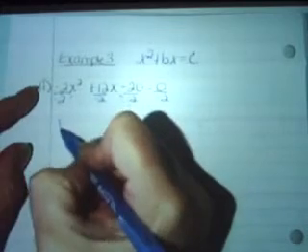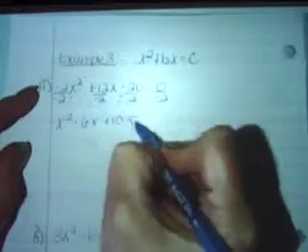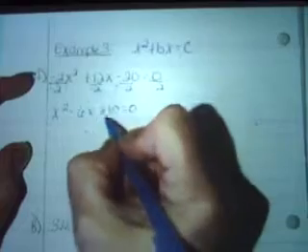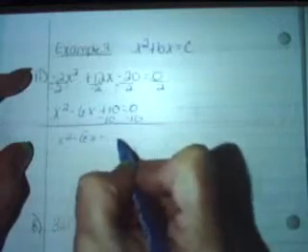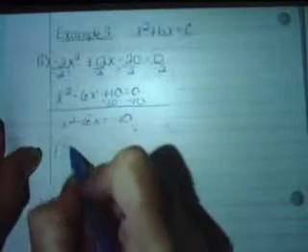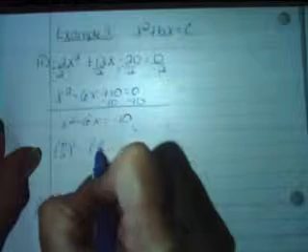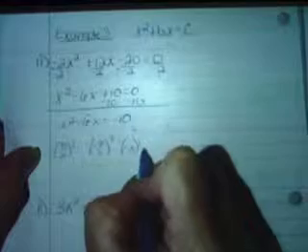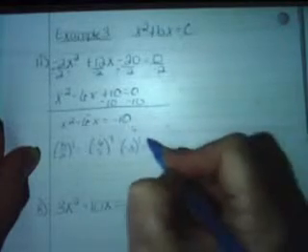So that's going to leave me with x squared minus 6x plus 10 equals 0. I'm still not in the form equals c, so I'm going to have to subtract 10 from each side. So now I have x squared minus 6x equals negative 10. Next step is to find b divided by 2 and square it. So I'm going to have negative 6 divided by 2 squared, which gives me negative 3 squared, which gives me 9. Now I have to add this 9 to each side of the equation.